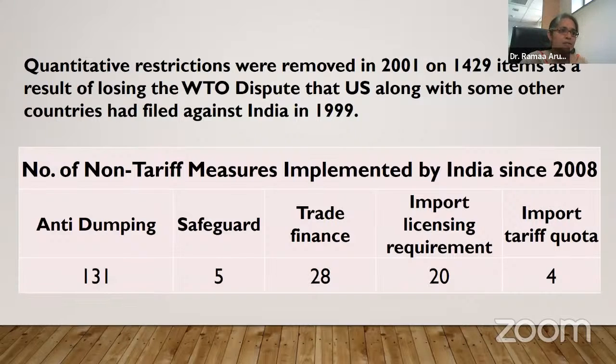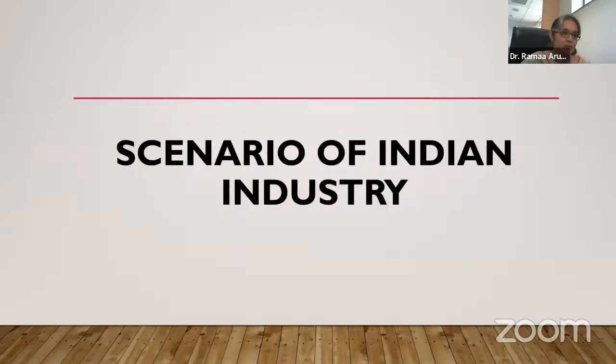In terms of quantitative restrictions, these are data updated since 2008. This has been taken from Global Trade Alert. I forgot to mention the source. So India has 131 anti-dumping duties, 5 safeguards, and other measures like import tariff quota. But again, as I mentioned, the coverage of it is very less, only a few products. So just for having on record that these measures also persist.